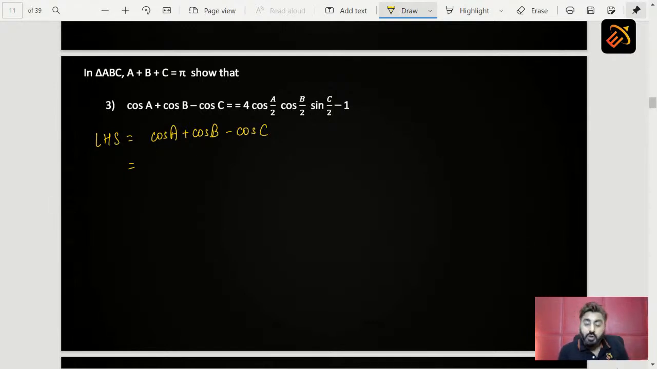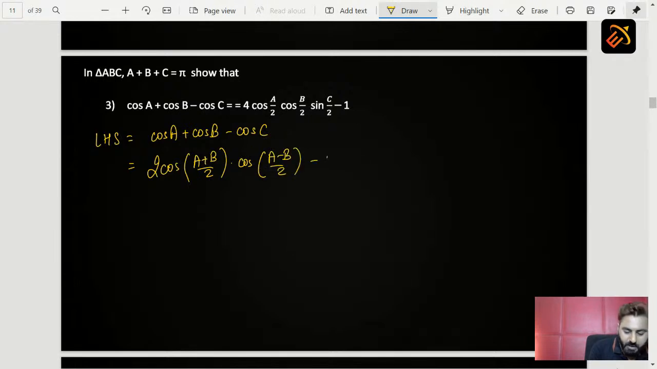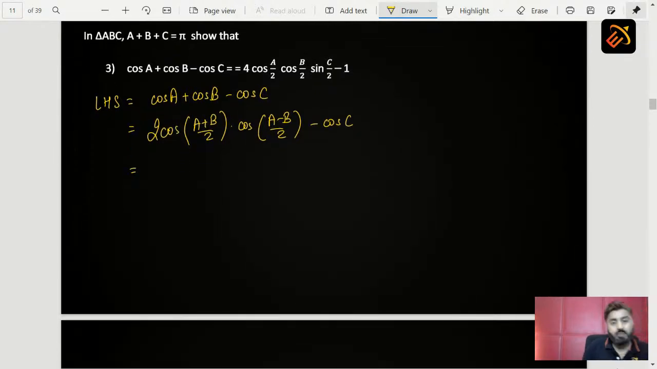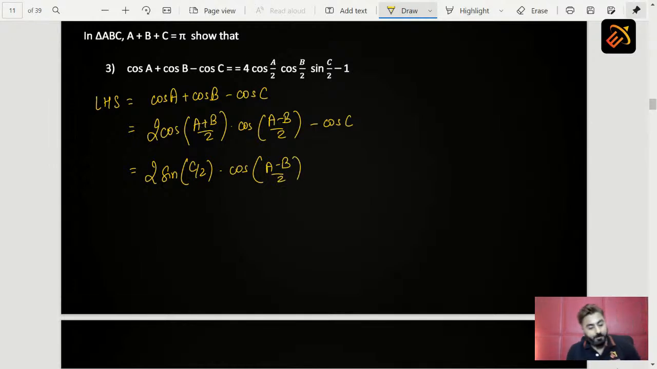What is cos plus cos? 2 cos cos. So this will become 2 cos A plus B by 2 into cos A minus B by 2 minus cos C. Now what is cos A plus B by 2? So students, what does cos A plus B by 2 become in the triangle law? In triangle law, cos A plus B by 2 is nothing but sin C by 2. So this will become 2 sin C by 2 into cos of A minus B by 2.